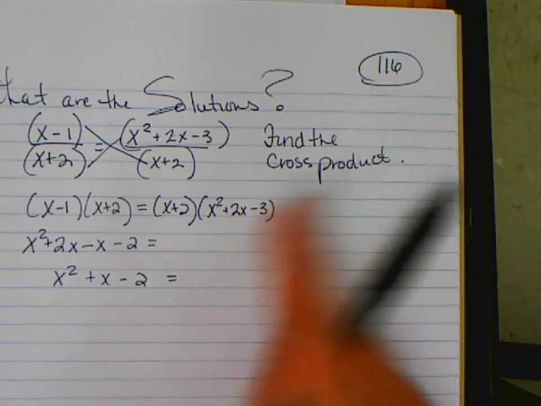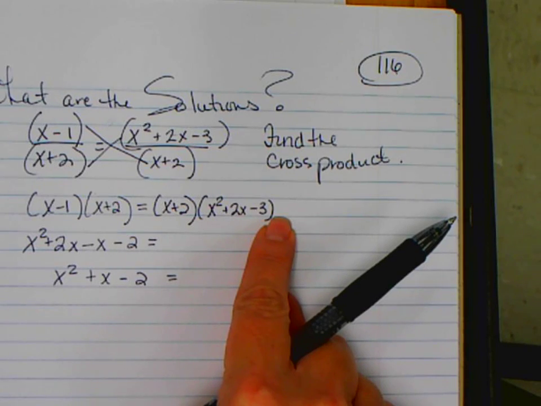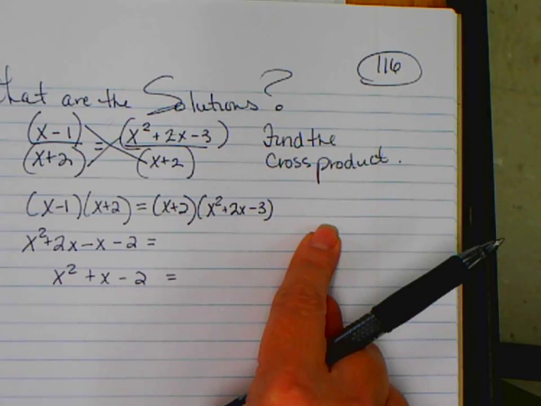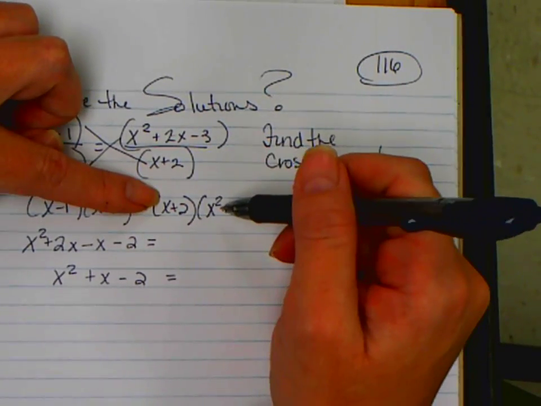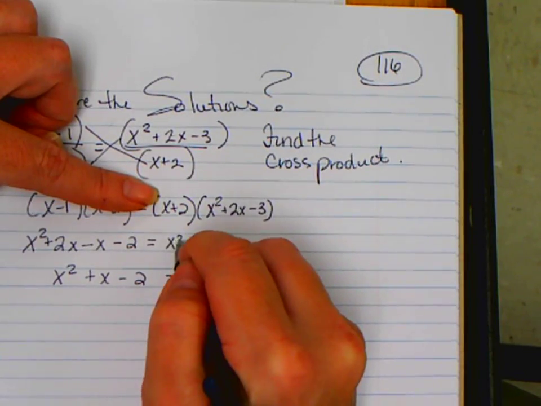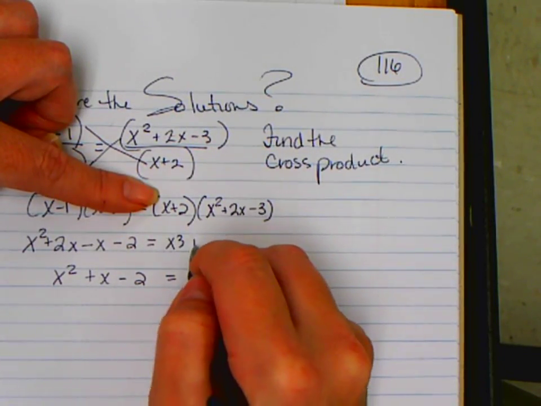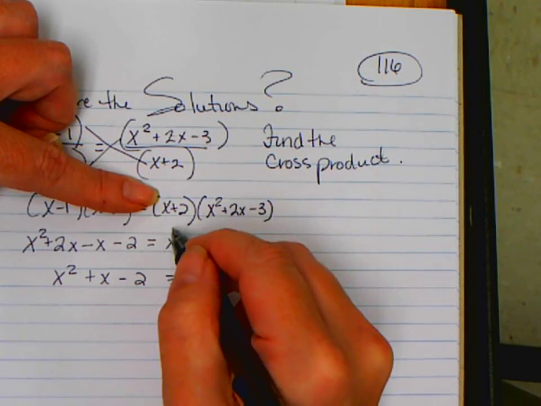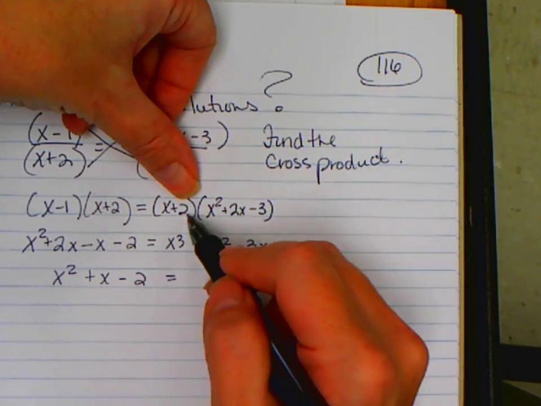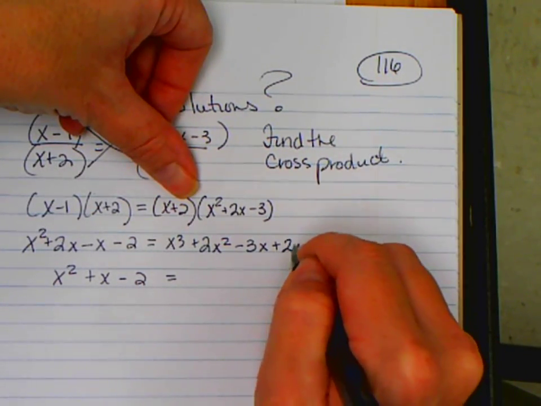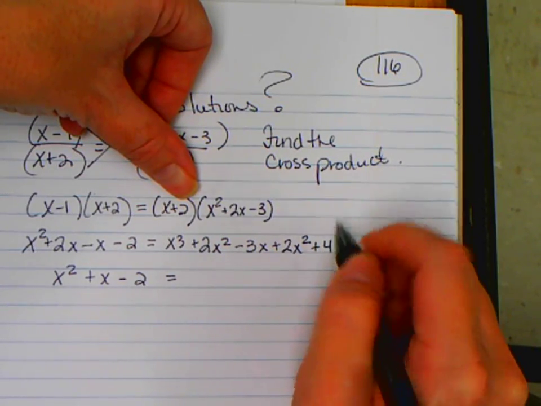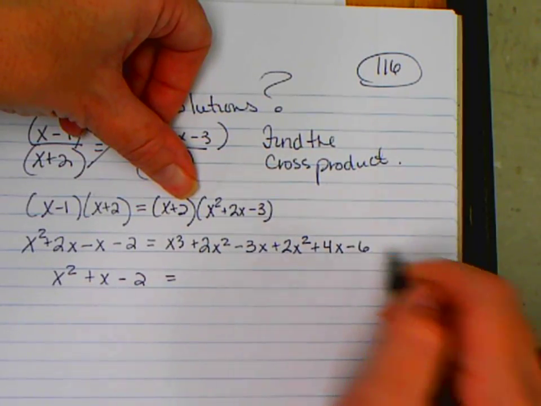On the right side, I'm going to have to distribute x times every term in the second set of parentheses, and then I'm going to distribute 2 times every term in the second set of parentheses. Okay? So x times x squared is what? X cubed. X times positive 2x is positive 2x squared. X times negative 3 is negative 3x. Now I'll move along to my 2. 2 times x squared is plus 2x squared. Positive 2 times 2x is positive 4x. Positive 2 times negative 3 is negative 6.